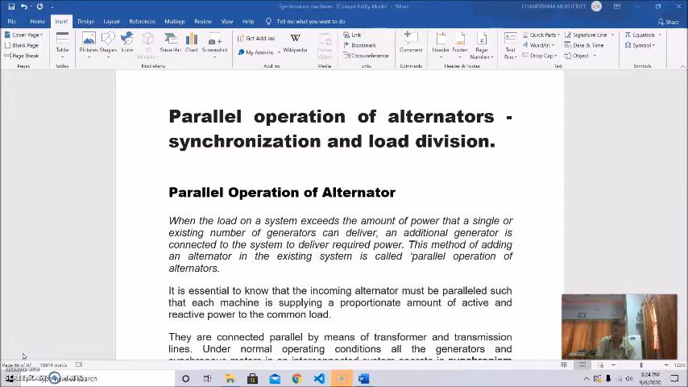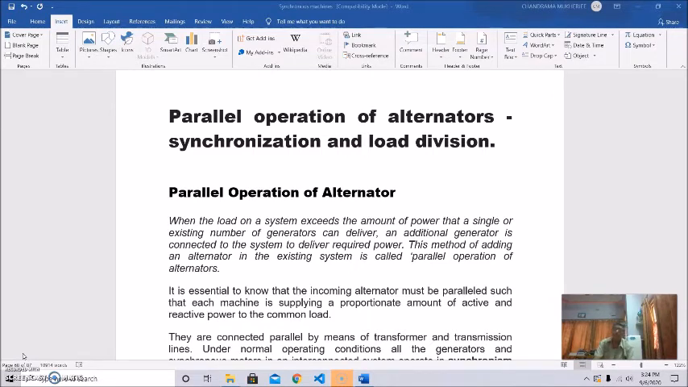So in our Electric Machines 2 class, in the last class we discussed the two reaction theory of salient pole synchronous machines and the analysis of the phasor diagram out of it. Today, we'll start a new topic, that is the parallel operation of alternators, synchronization and load division.